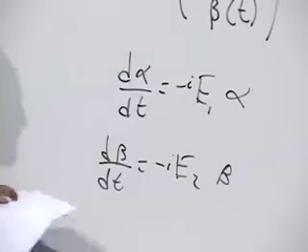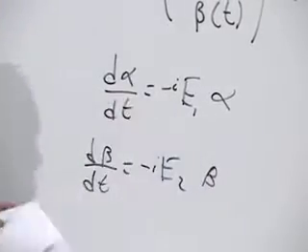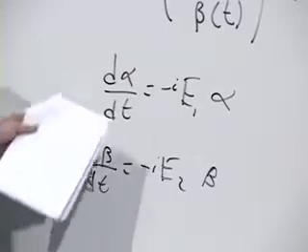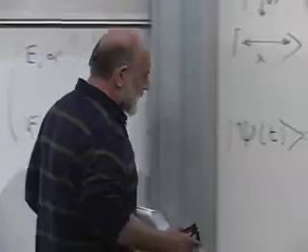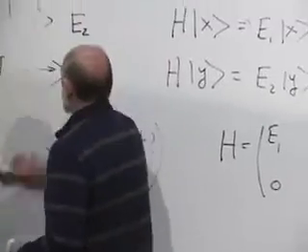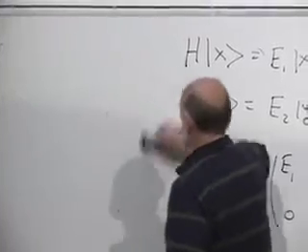So both equations, in fact, for this simple example, the alphas and the betas aren't even coupled together. They satisfy separate equations with not even any mixing between them. Very simple equations. And the solutions are simple.